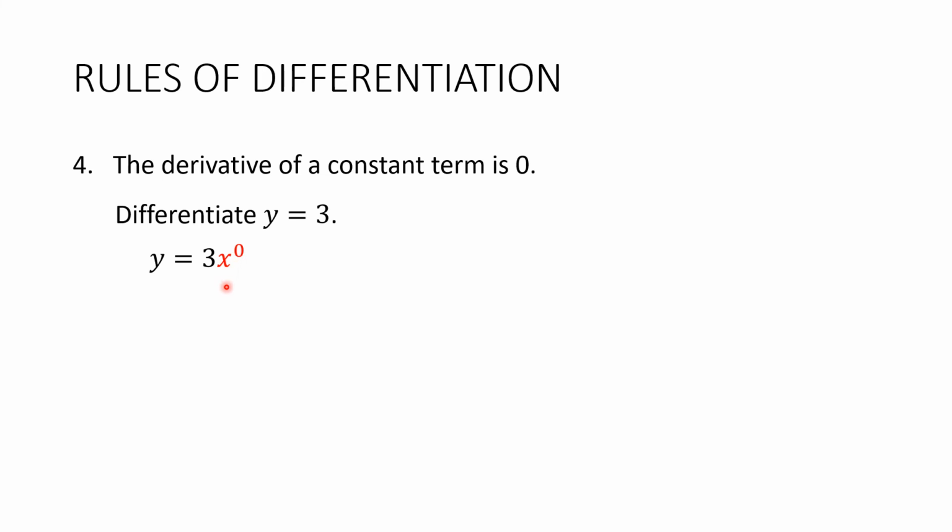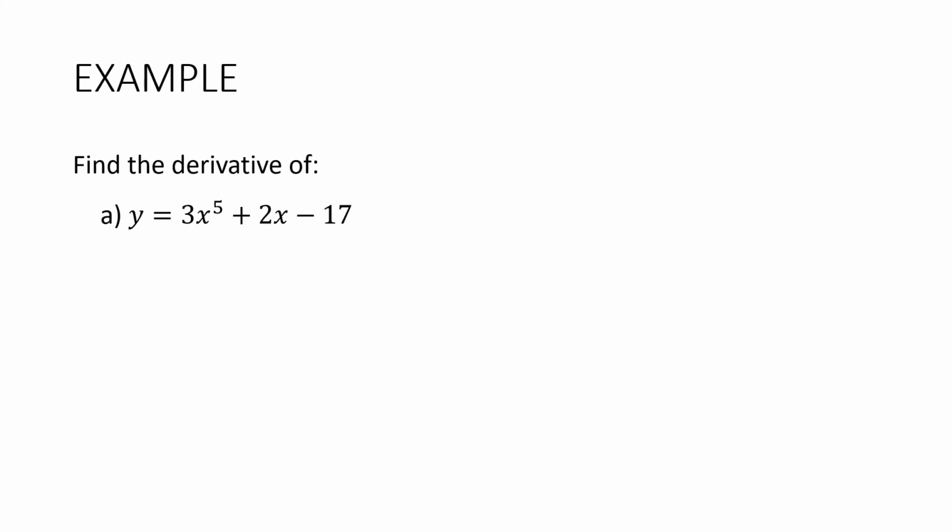Now we can use our power rule. The 0 comes down and wipes everything out. It doesn't even matter that this x to the naught is going to become x to the negative 1, because everything is going to be equal to 0. So the derivative of a constant term is 0. Let's look at some examples.